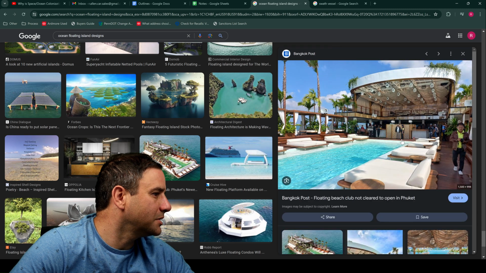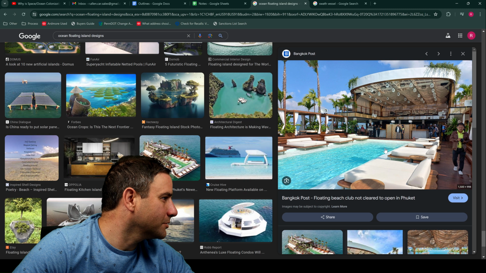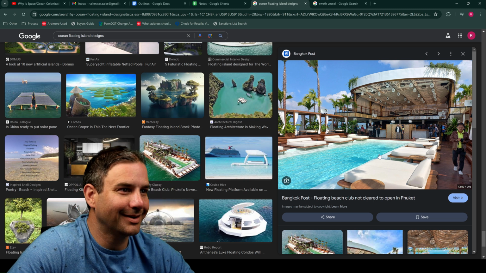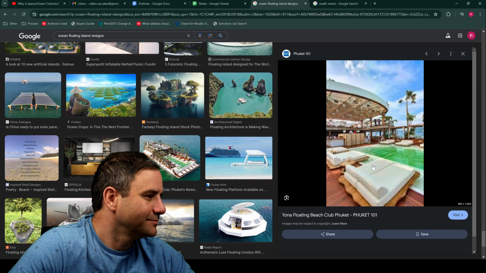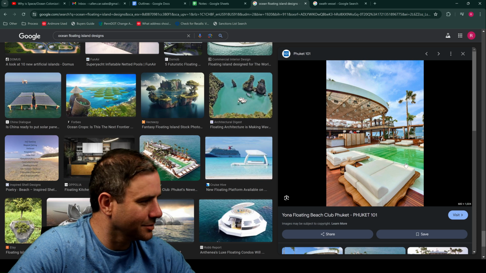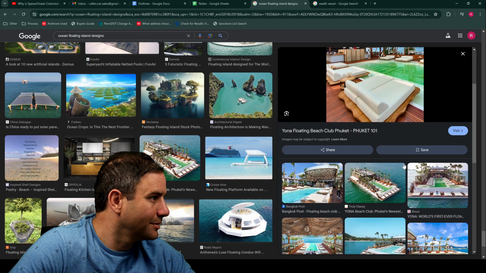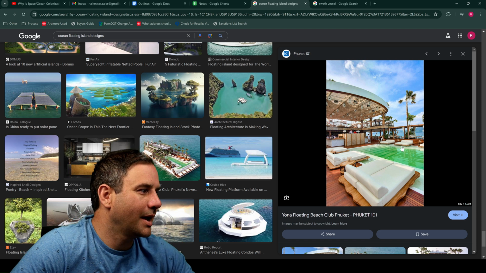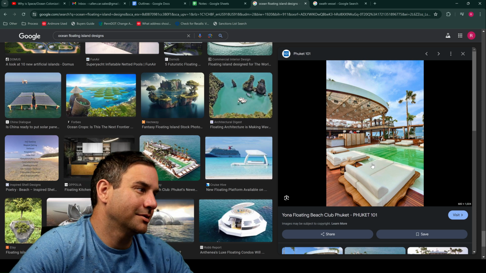Wow, look at that. I think this is a rendering. Is this a rendering? God, it's hard to tell if it's a rendering or not. I mean, this looks like a real image, probably. Why is the water so green? Wow, this looks really nice.